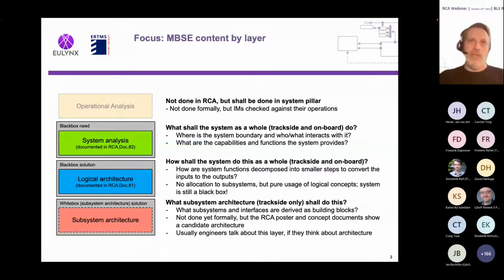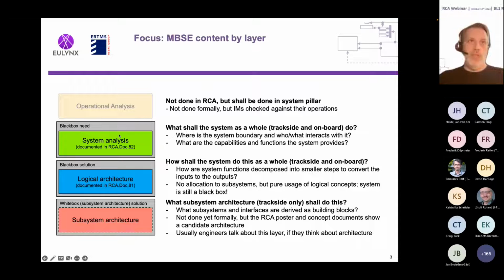However, in the system pillar, there's a task to do this operational analysis, and it's, from my end, highly recommended to do so, because you can do a lot of things already on the operational layer. And so I'm pretty happy that the system pillar decided to do this. It's really important. Okay, so what did we focus on in RCA?